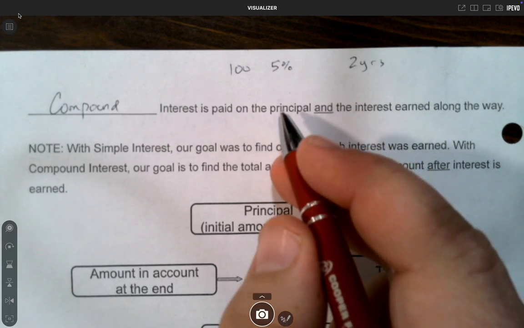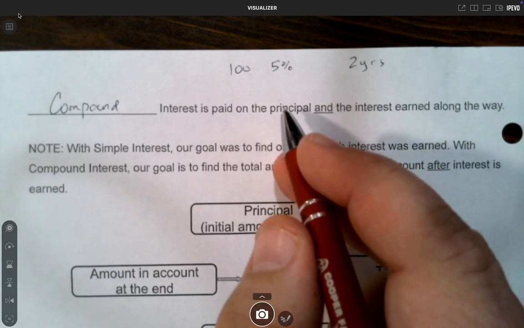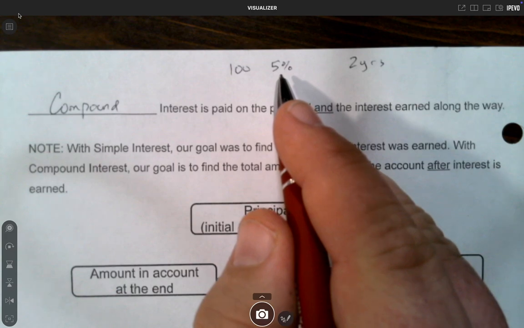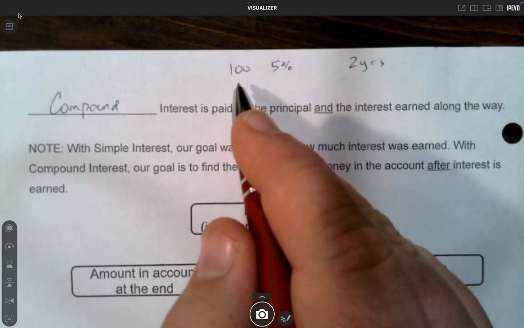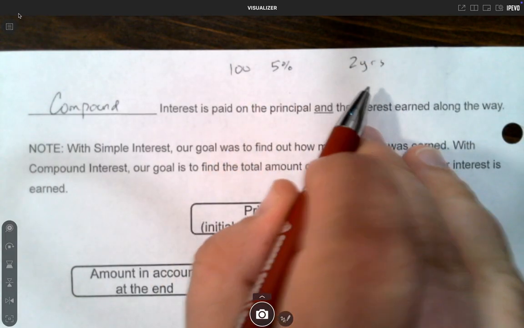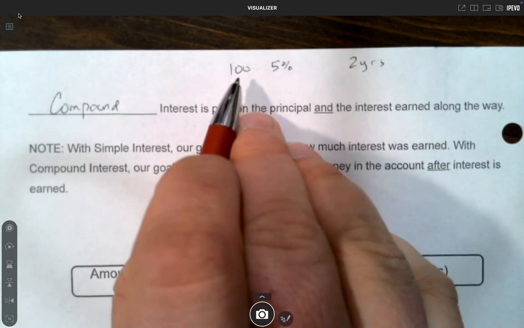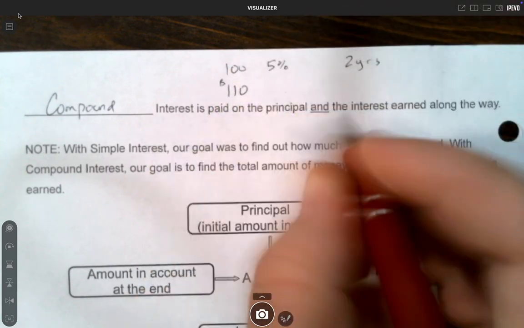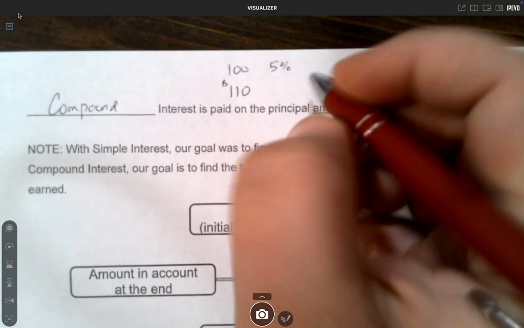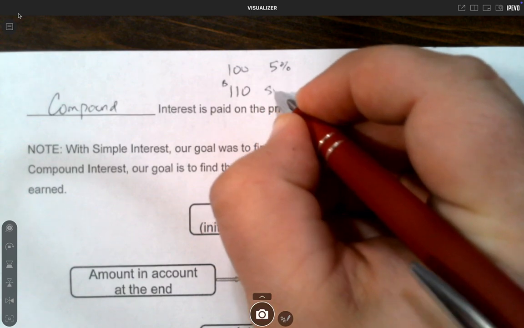So with simple interest, you'd get 5%, which is $5 the first year, another 5%, another $5 the second year, because both times they're just looking at how much you put in originally. So you'd earn a total of $110. Well, your principal plus the $10 of interest with simple interest.